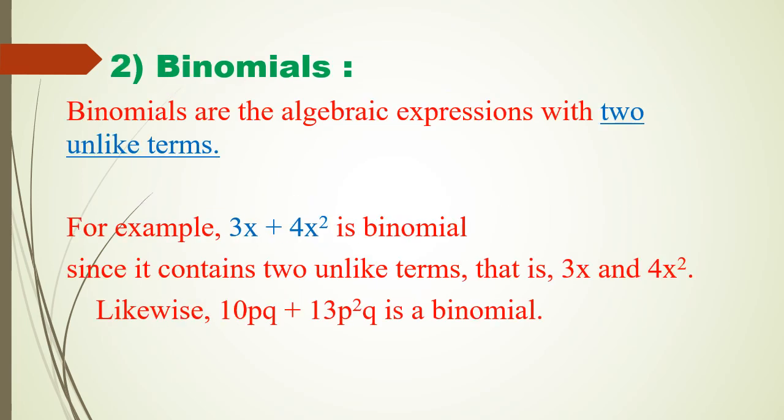Binomials. Binomials are the algebraic expressions with two unlike terms. For example, 3x plus 4x square. Here, two terms are there. The two terms are separated by an operator plus. The variables are also different, x and x square. So, these two terms we call as binomials. Another example, that is 10pq plus 13p square q. This is also a binomial. It has two unlike terms.